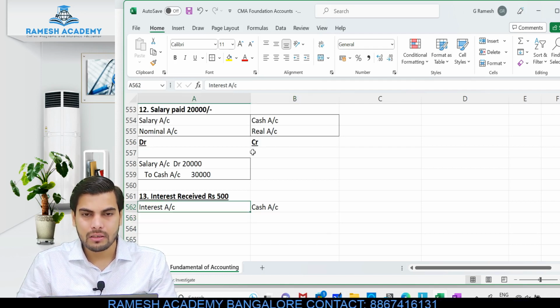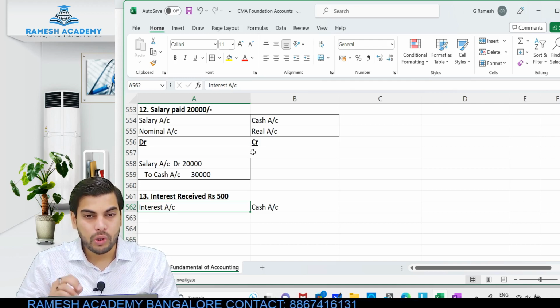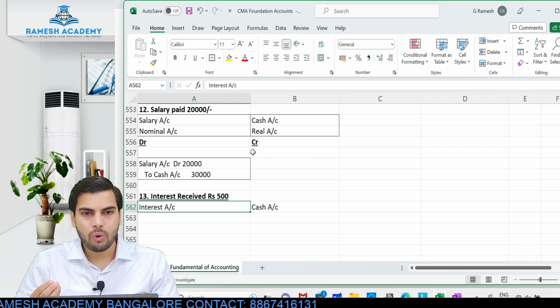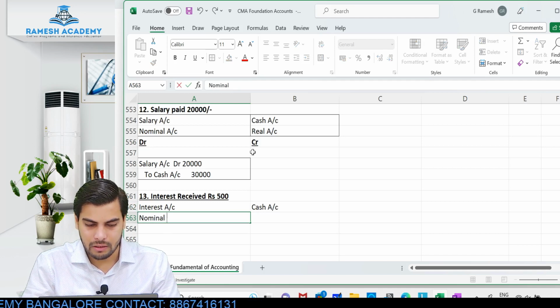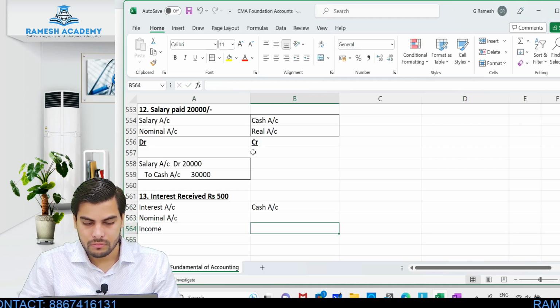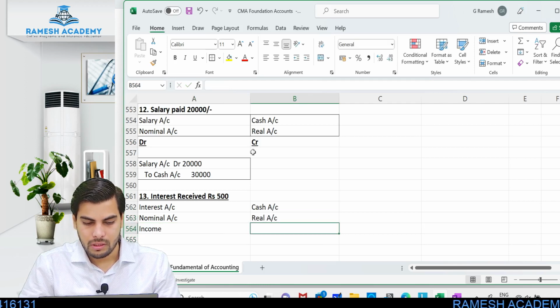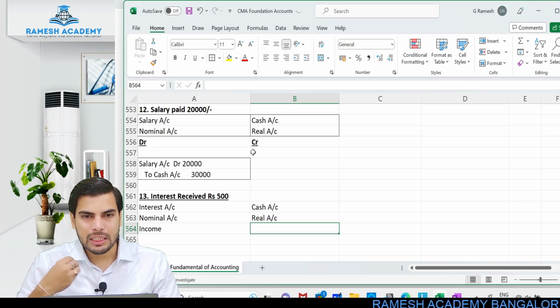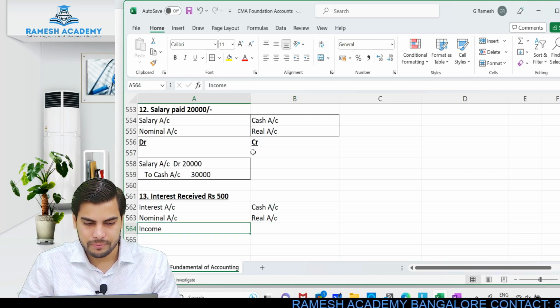So this interest which I am receiving, is it personal account, real account or nominal account? Don't you think this is an income for us? The interest whatever I am collecting or receiving, that would be income for us. So this would be classified under nominal account, which is again our income. So cash we already know, cash is real in nature.